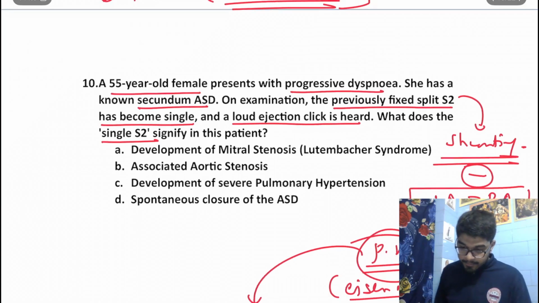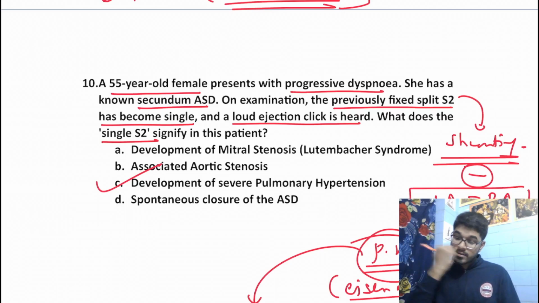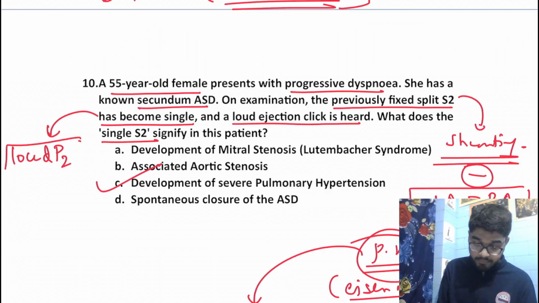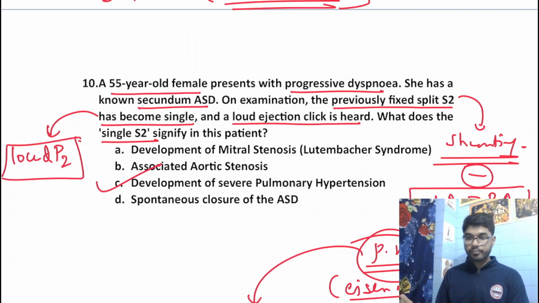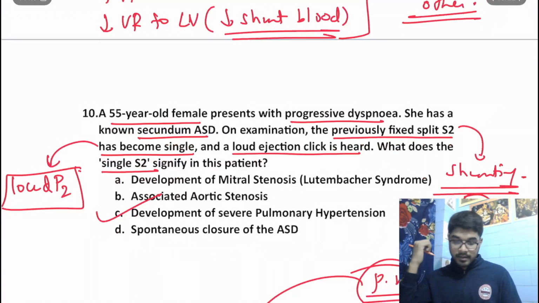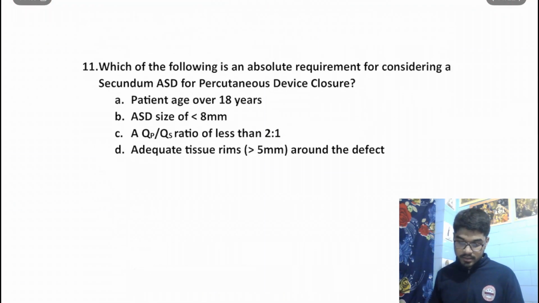What does the single S2 signify? Development of pulmonary hypertension should be our answer. This fixed split actually gets replaced by a loud P2. Okay, this S2 concept is clear. We will move on to the next question.